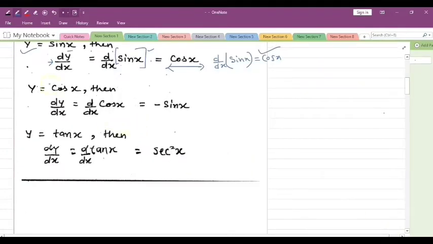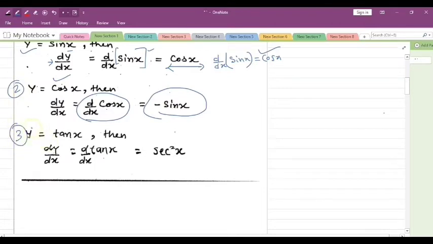Then we have differentiation of cos x. Differentiation of cos x is written as minus sin x. This is our second formula. Third formula is, if your function is y equal to tan x, then its differentiation will be sec square x, another trigonometric ratio.